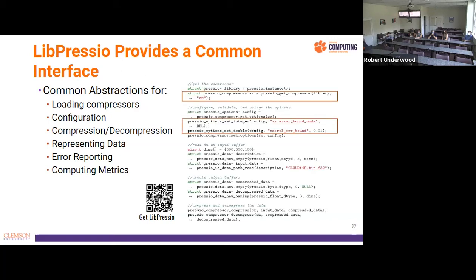This represents the totality of the code that you need to write in order to compress and decompress a particular buffer using SZ with LibPressio. If you wanted to change that code to using ZFP, you only have to change the code that's in the red boxes. And additionally, if you load the configuration from a file instead of from hard coding the parameters, you actually don't have to change the code at all. This is a pretty radical productivity improvement that allows you to write generic code that handles a variety of different compressors and compressor schemes very efficiently.